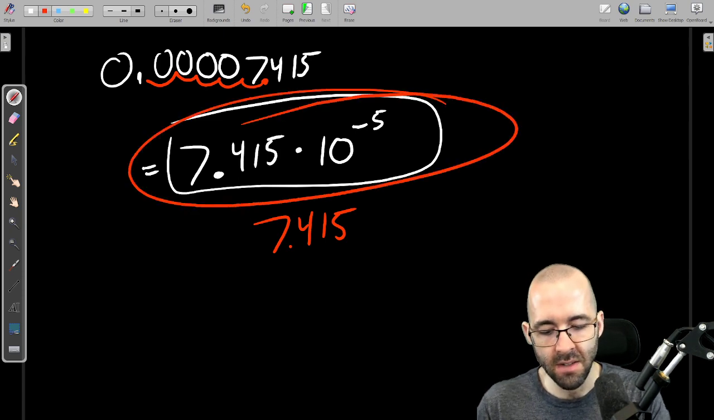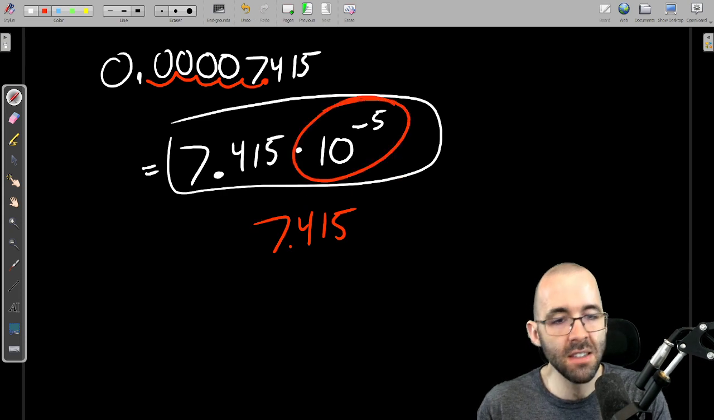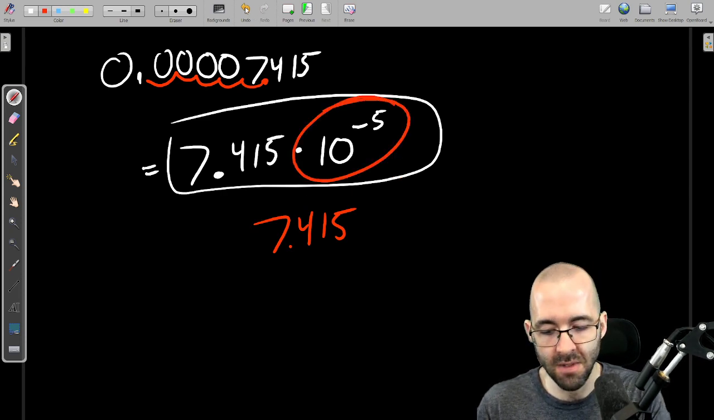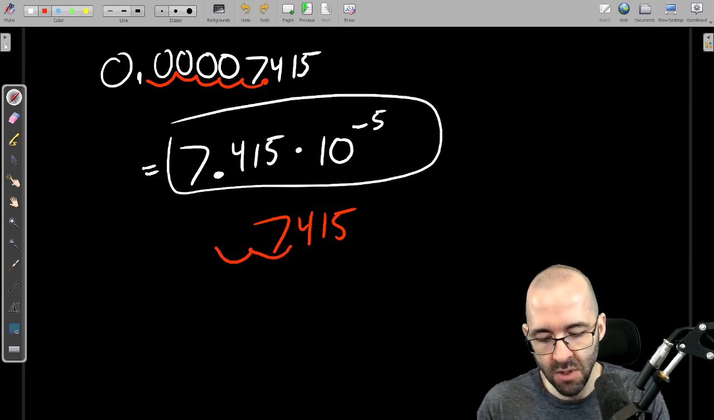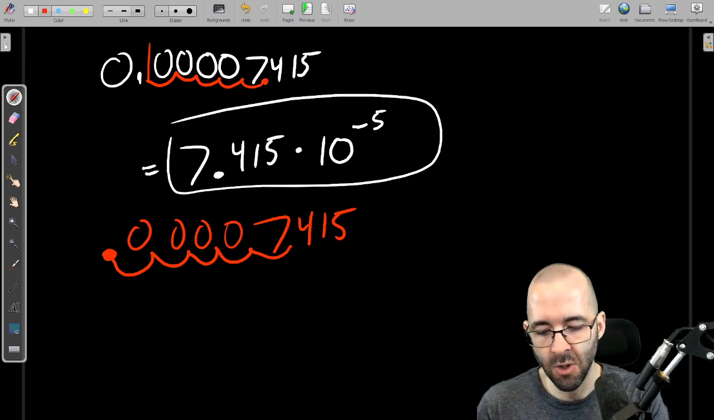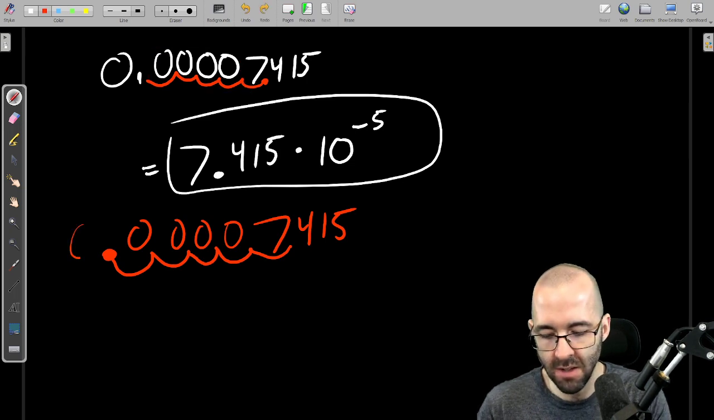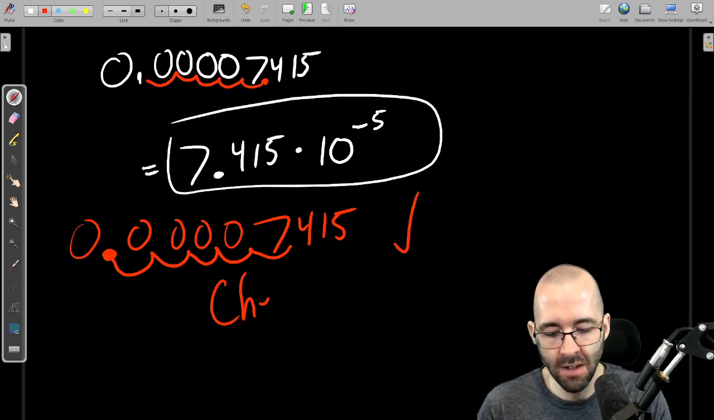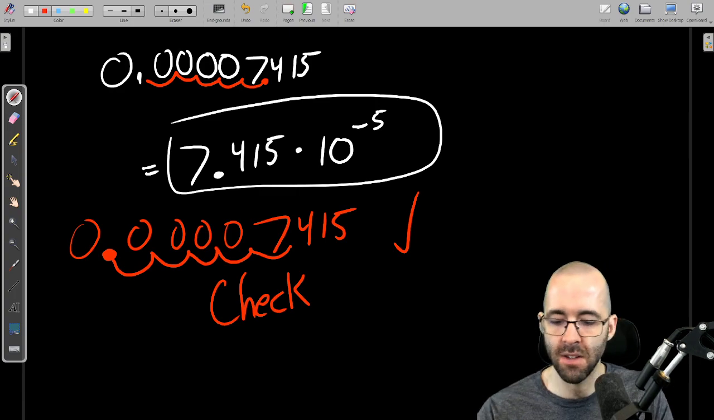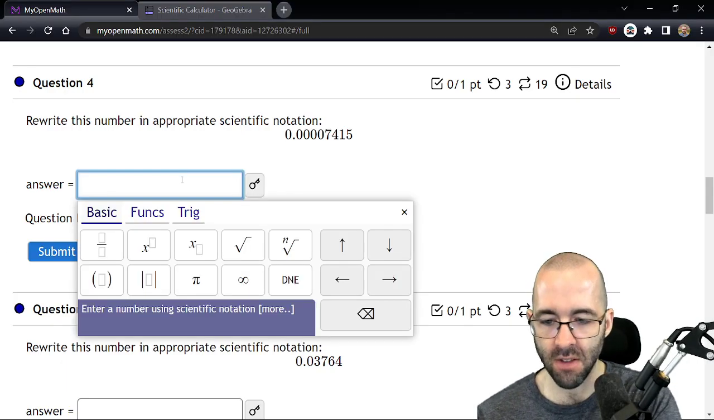This number is what happens when you take this and you move the decimal to the left 5 times. 1, 2, 3, 4, 5. This is our new decimal place. There are 4 zeros after the decimal place. Great. 4 zeros after the decimal place is exactly what we wanted. So we checked our answer, and it checked out. 7.415 times 10 to the negative 5th.